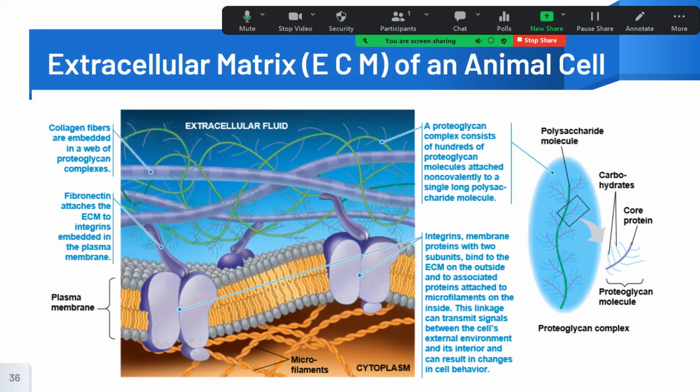Okay, and then finally we've got the extracellular matrix of an animal cell. Again, the animal cell doesn't have that rigid cell wall to hold the structure together. So there are also extracellular components that help with cell communication, cell signaling, receiving messages. And so there are fibers and webs and things that are also on the outside of the cell that give the cell some support and structure as well.